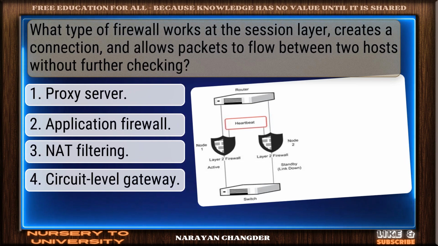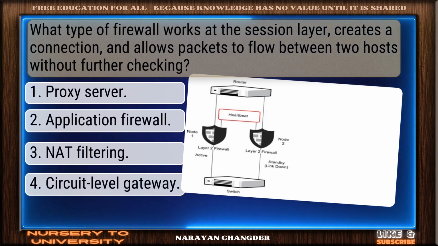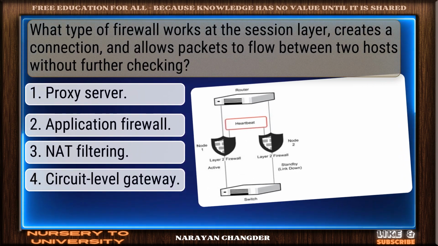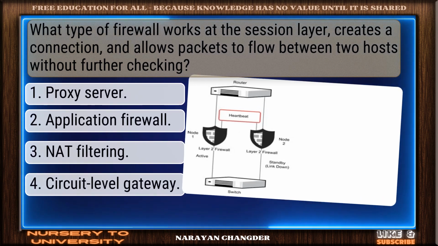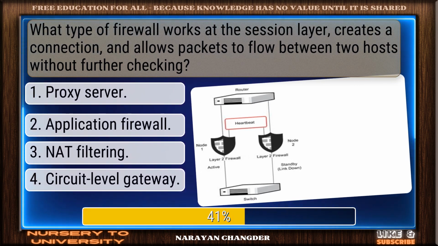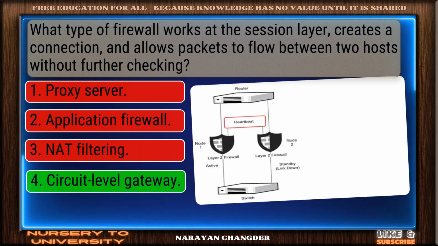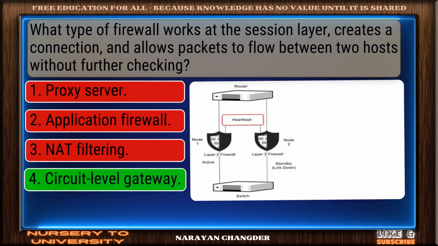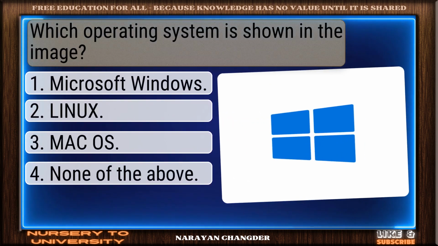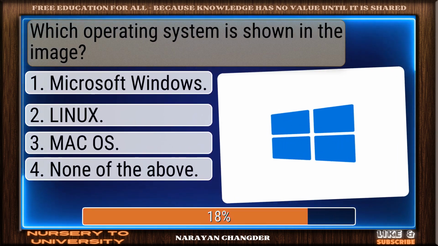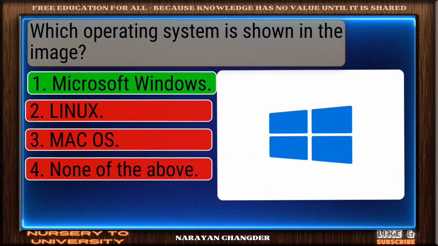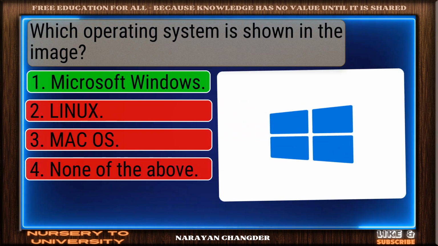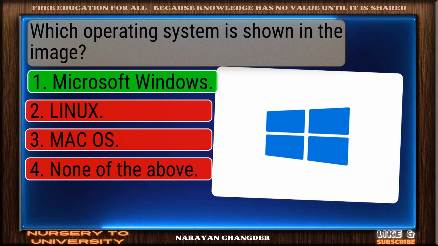What type of firewall works at the session layer, creates a connection, and allows packets to flow between 2 hosts without further checking? Well done. Circuit-level gateway is the right choice. Which operating system is shown in the image? Right choice. Microsoft Windows is the best answer.